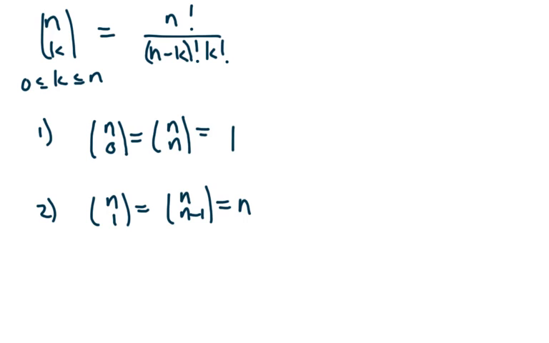The second property, n choose 1 is equal to n. N choose n minus 1 is also equal to n. Well, let's think about this in terms of the combinatorics, right?